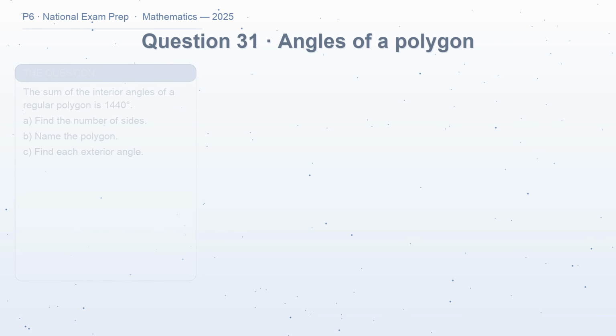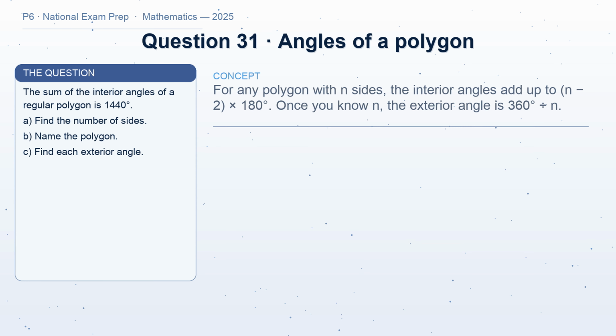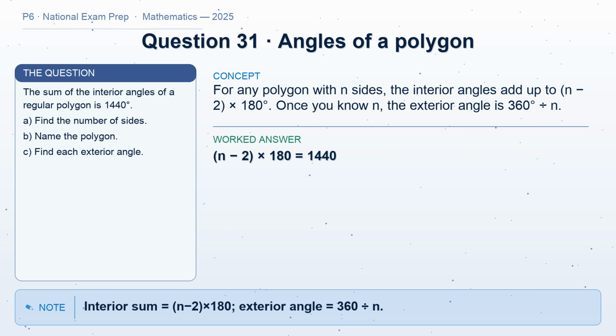Question 31. The interior angles of a regular polygon add up to 1,440 degrees. Find the number of sides, name it, and find each exterior angle. For any polygon with n sides, the interior angles always add up to n minus 2 times 180 degrees. So we set n minus 2 times 180 equal to 1,440.